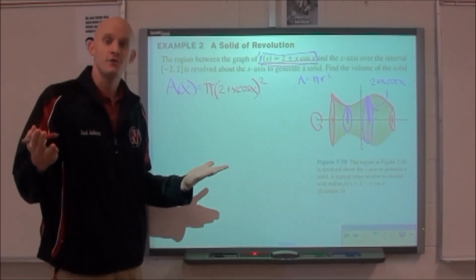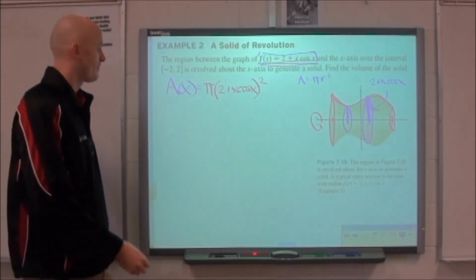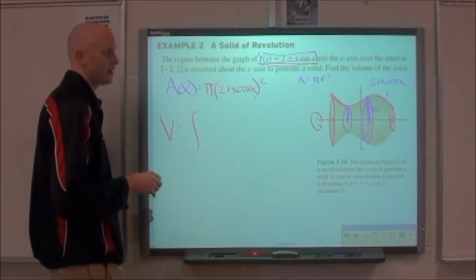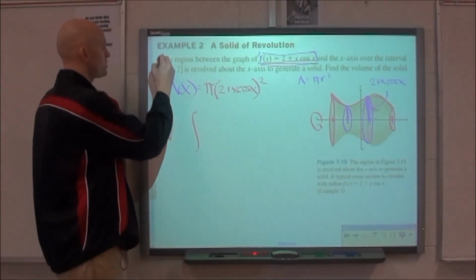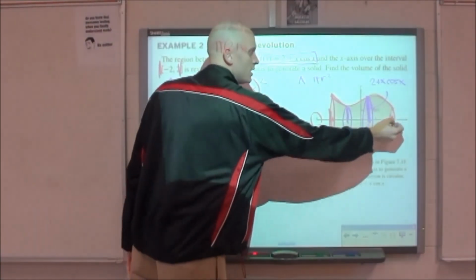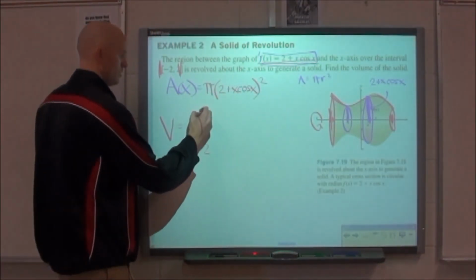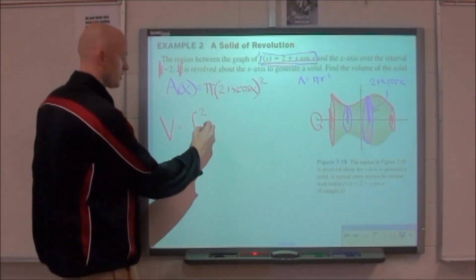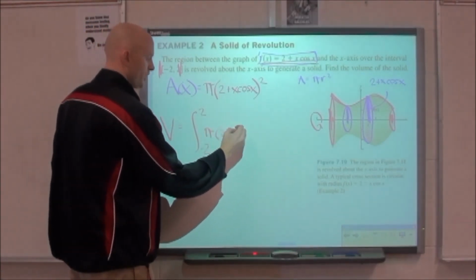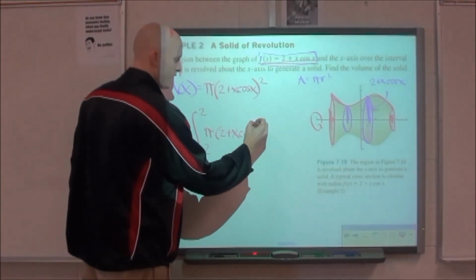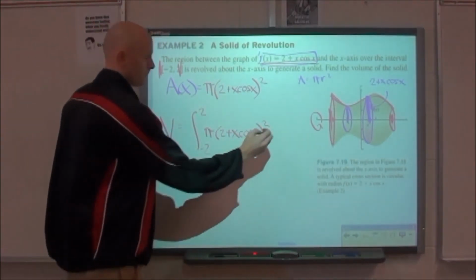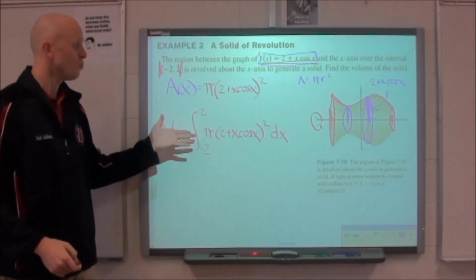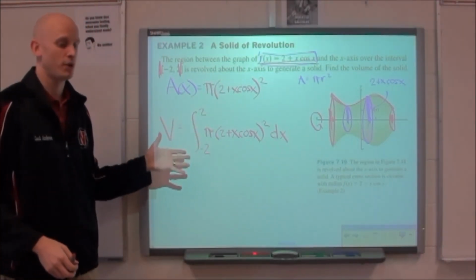Now, all we need to do from there is set up our definite integral. So our volume is given by the definite integral. Lower and upper limits of integration we know are -2 to 2 of our function for the area for the cross-section, pi, 2 plus x cosine x squared. Don't forget the dx. Once we have this, the setup is complete.